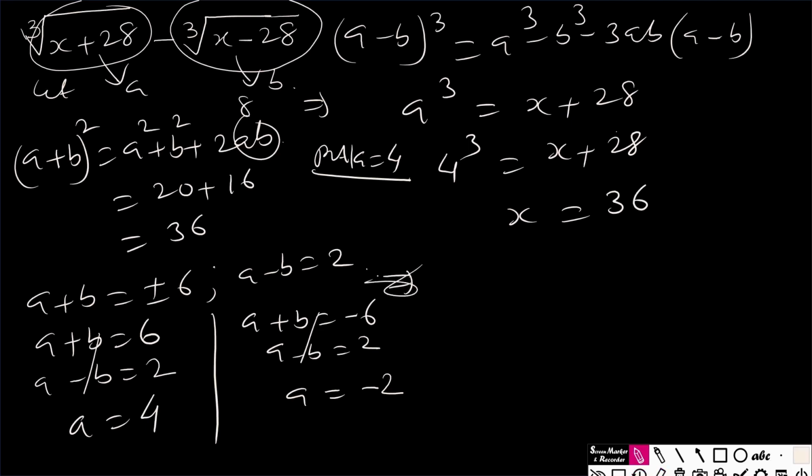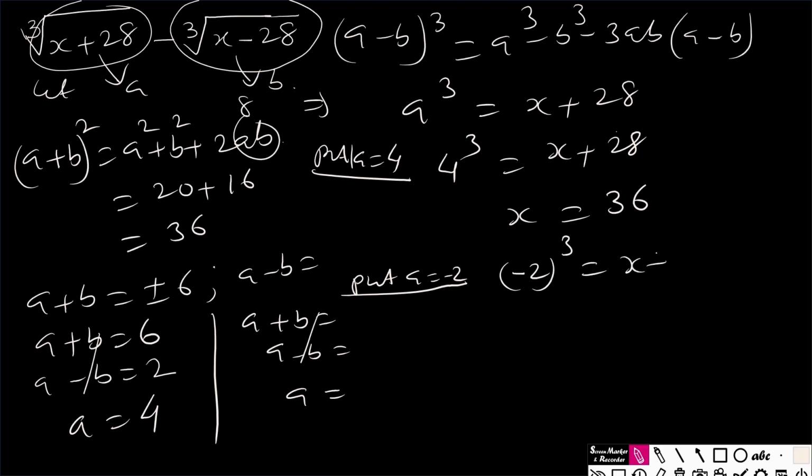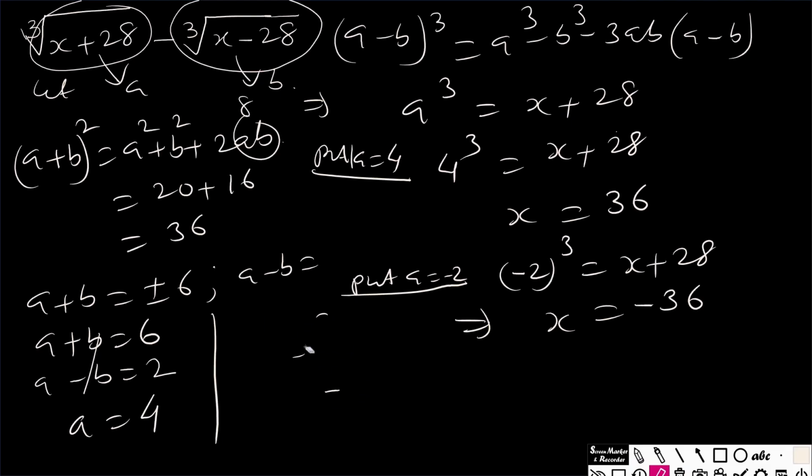Now put a equal to minus 2. Then minus 2 cubed equals x plus 28. So x equals minus 2 cubed, which is minus 8, minus 28, so minus 8 minus 28. So it will be minus 36. So we have two values of x.